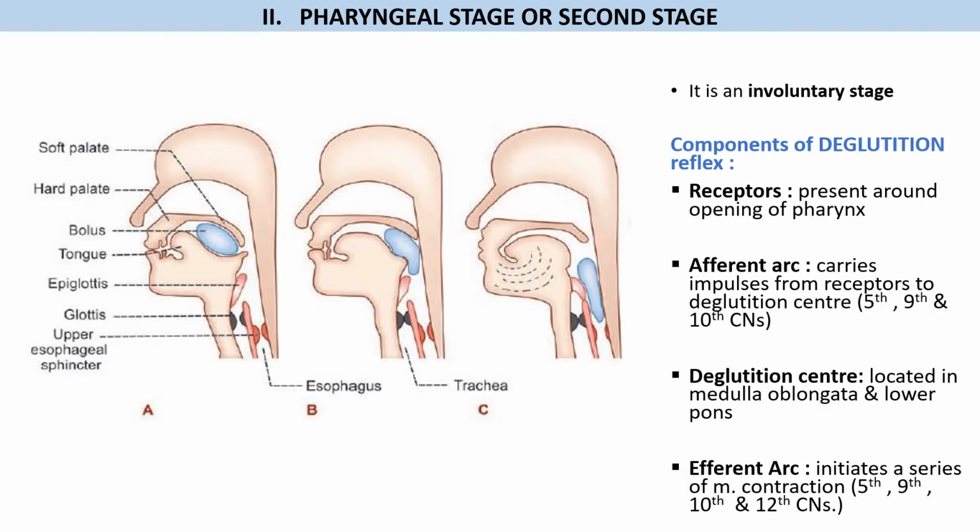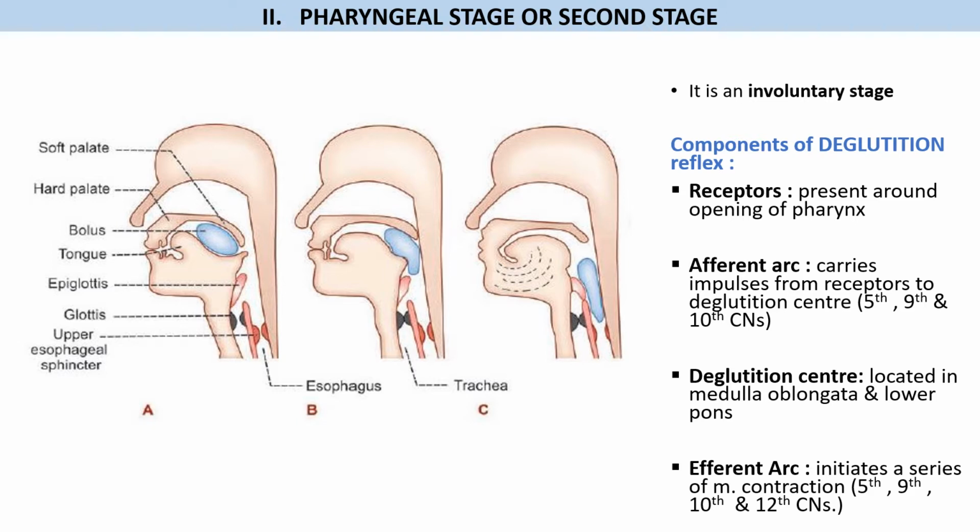The second stage of deglutition is the pharyngeal stage. This is an involuntary stage. That is, you intentionally cannot control the activities which are going to happen in this stage. Now, the pharyngeal stage is an involuntary phase which is caused by a swallowing reflex. Before knowing the various events that take place during the pharyngeal phase of deglutition, let us know about the swallowing reflex. So the pharyngeal stage consists of a swallowing reflex.